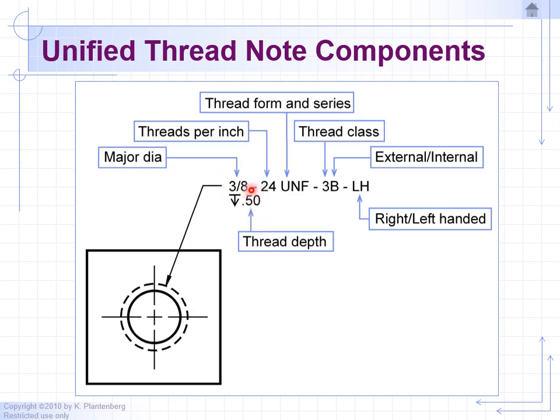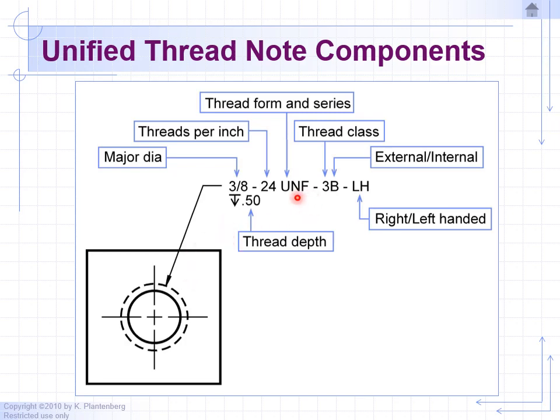Okay, and then the next number, so we have a dash, and this is 24. So this tells us how many threads per inch. So if this block was an inch in depth, and the hole was also 1 inch in depth, then we would have 24 threads. If this block was 2 inches in depth, go 2 times 24, and we would have 48 threads going through that tapped hole.